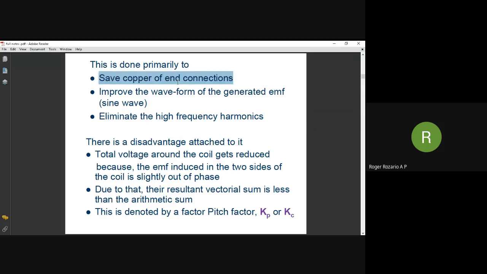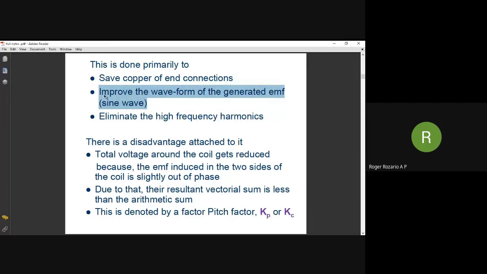Save copper of end connections. That is the first advantage. Hope you are clear. The second advantage is improve the waveform of the generated EMF. We will be getting a waveform similar to a sine wave. We will not get a pure sine wave. There will be some harmonics in it.